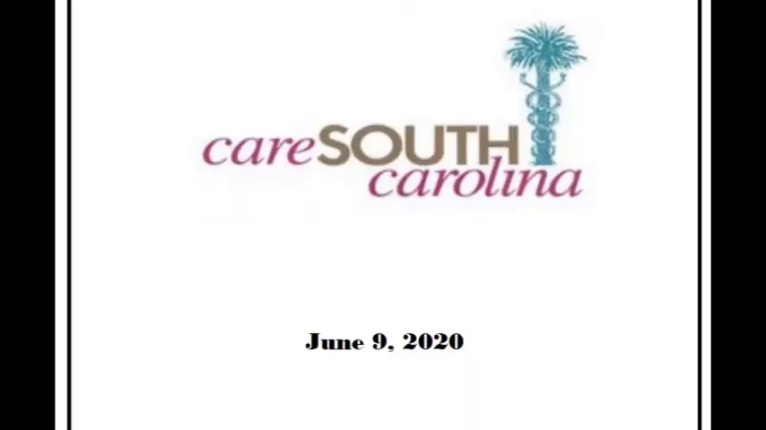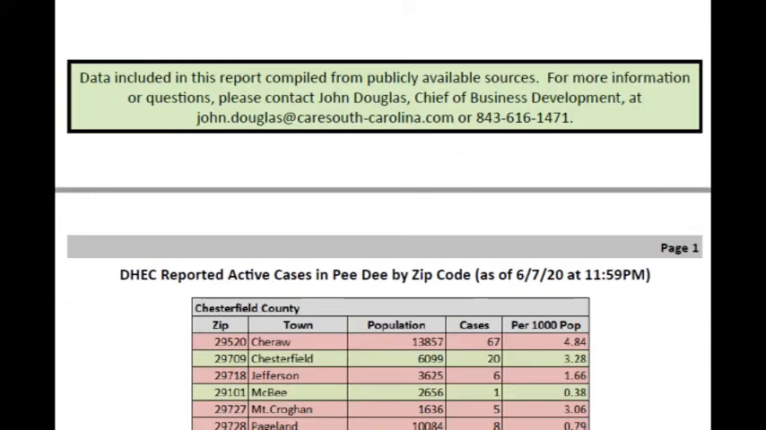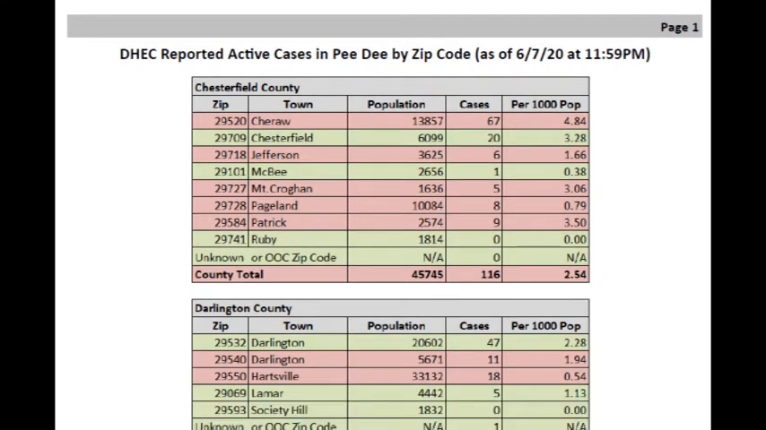On page 1 of the report, the active cases reported by DHEC are listed by county in the PD, and then within each county by the zip code. There is a line for unknown or out of county zip code. Some zip codes extend from a surrounding county into another county, and any cases for those situations are listed there. At the top of this page is Chesterfield County, so let's look at that one.